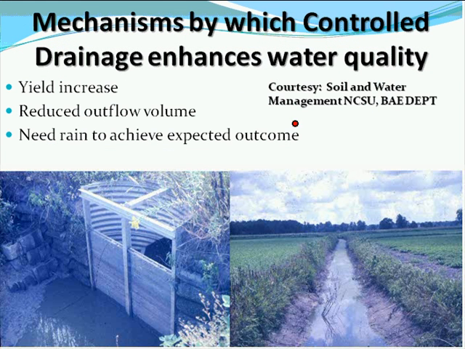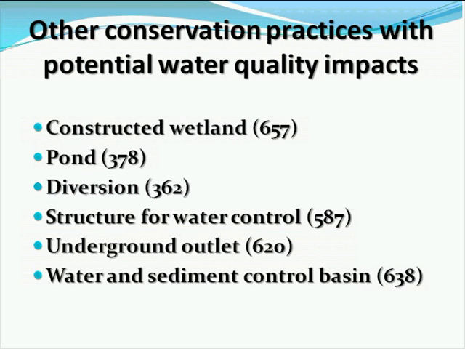This goes with what I was telling you earlier: if you don't have rain, you don't always have a water table to control. You need rain to achieve our expected outcomes concerning crop yield anyway. Other conservation practices with potential water quality impacts might be constructed wetlands to treat surface runoff.